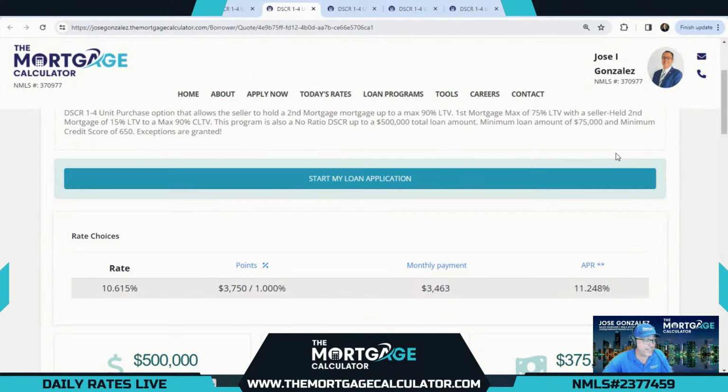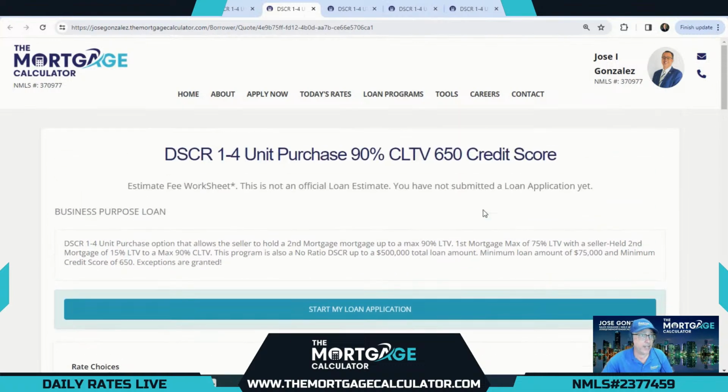So now, if the borrower wants to buy down the rate, I'm giving you some rate buy down options. Our first option is paying 1 discount point, and the rate drops from 10.99 to 10.615. That is the rate with 1 discount point paid at our lowest credit score option of 650. That is the minimum.